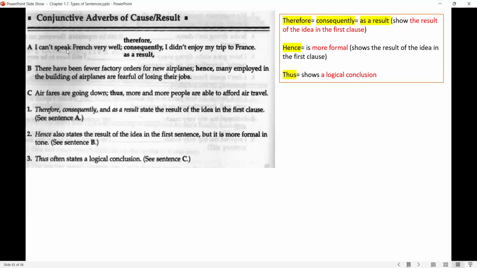Examples. I can't speak French very well. Therefore, I didn't enjoy my trip to France. Or consequently, I didn't enjoy it. As a result, I didn't enjoy it. Example B. There have been fewer factory orders for new airplanes. Hence, many employed in the building of airplanes are fearful of losing their jobs. Example C. Airfares are going down. Thus, more and more people are able to afford air travel.